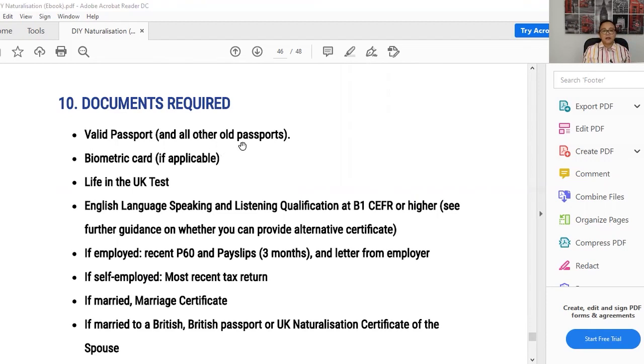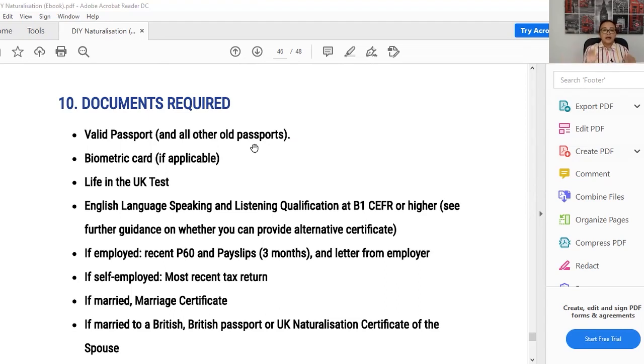And then all other old passports. If you have old passports, also scan them. All pages: 1, 2, 3, 4, 5, 6, 7, 8, 9, 10. When I say all pages, not just the stamped ones. There's a difference between showing the stamped pages and all pages. All pages means all pages: page 1, page 2, page 3, page 4, page 5, up to the end.